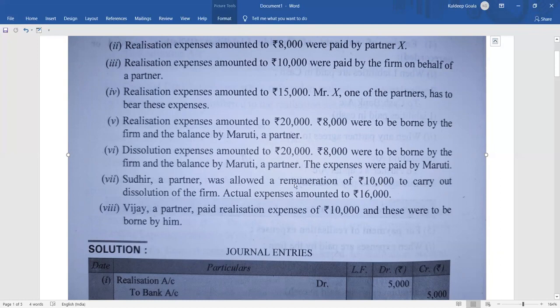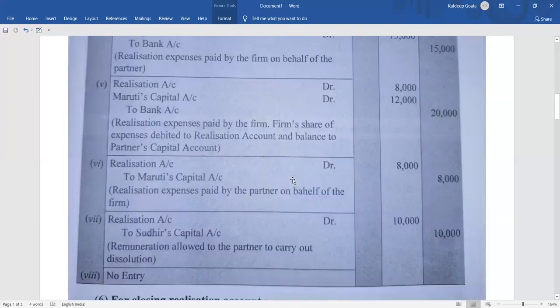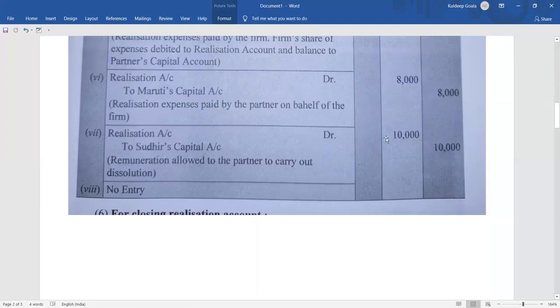So here also the entry will be only for 10,000. So what will be the entry? This remuneration of 10,000 we have to give to Sudhir. Okay, and it is a loss for the firm. So what we will write? Realization account debit. It's a loss. So realization account debit 10,000 to Sudhir's capital account 10,000. We'll have to give to him. Okay, only the 10,000 amount, not the remaining amount. So realization account debit 10,000 to Sudhir's capital account 10,000.